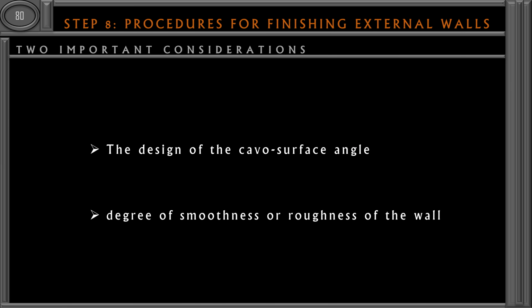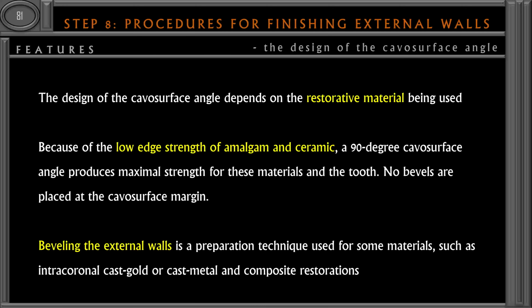There are two important considerations that we have to make at this stage. One is the design of the cavosurface angle, and the other is the degree of smoothness or roughness of the wall. The design of the cavosurface angle depends upon the type of the restorative material which we are using. For example, dental amalgam and ceramic have a poor edge strength in thin sections. So the cavosurface margin must be a 90-degree butt joint. And for cast metal restorations, we can give beveled enamel margins.